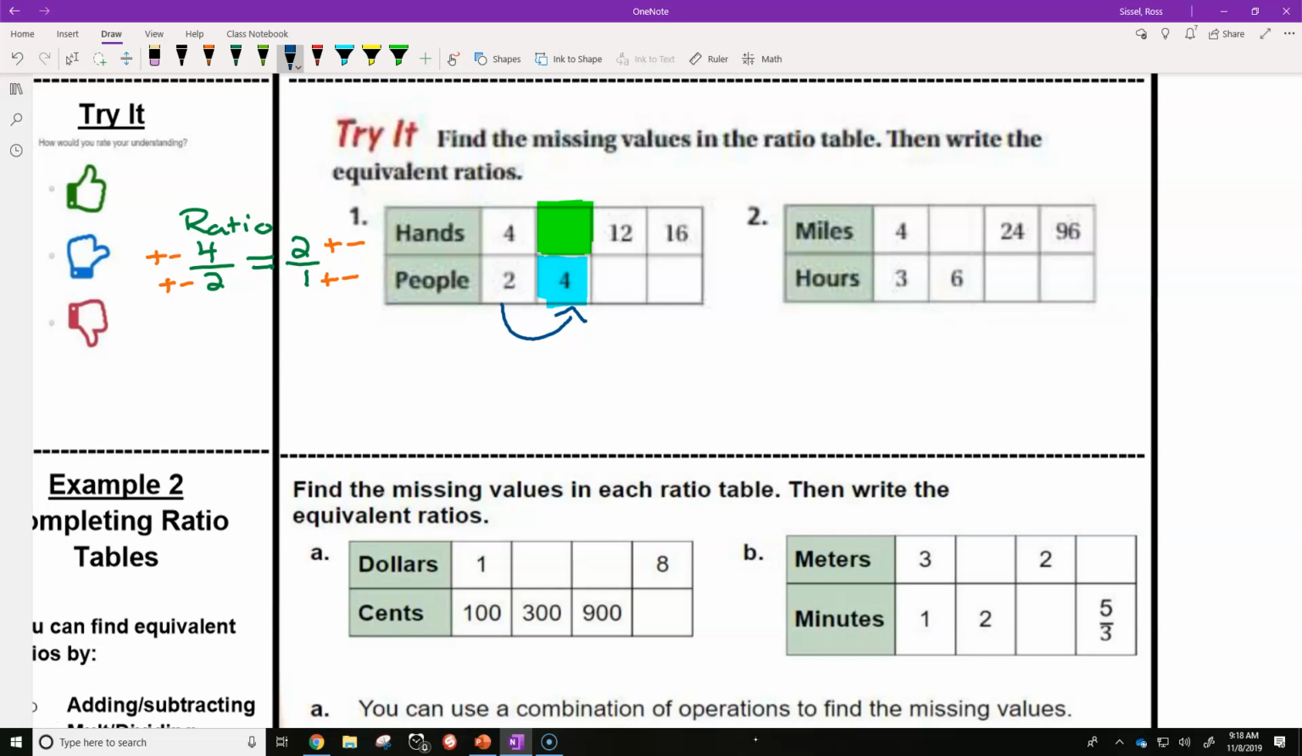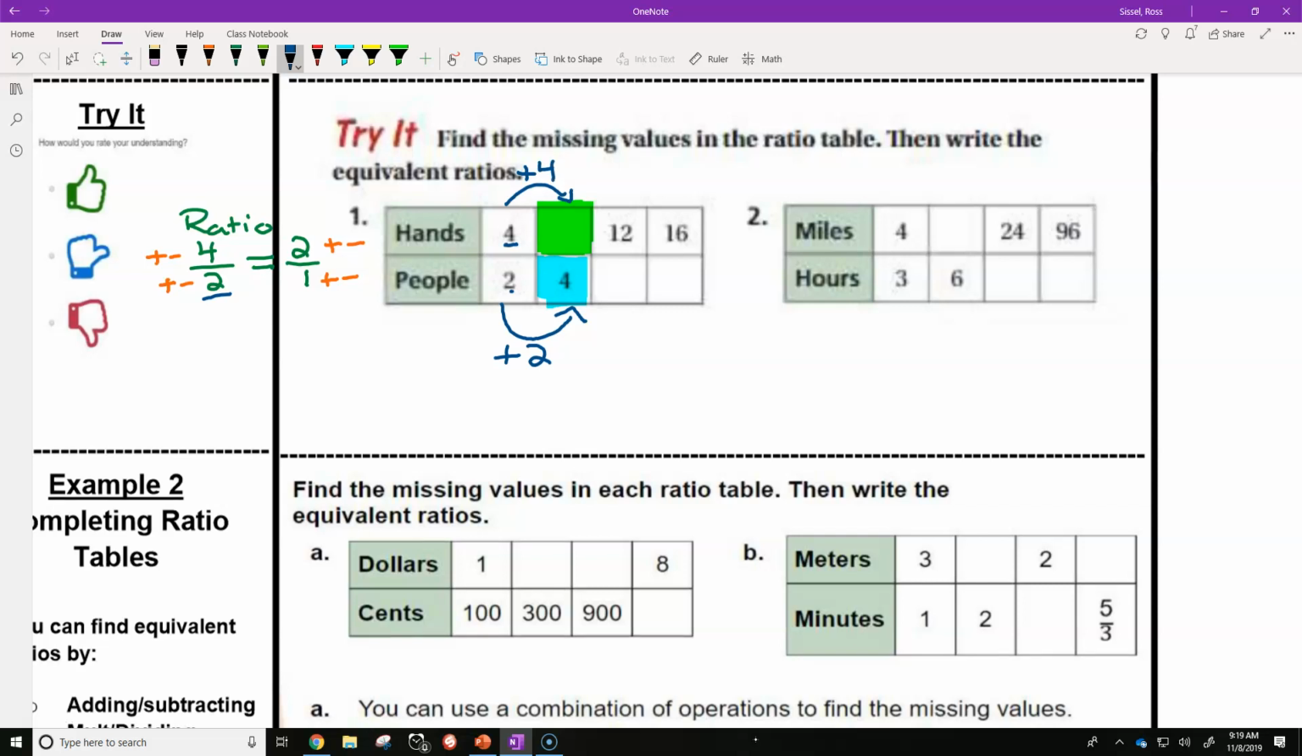My ratio was 4 to 2, or 2 to 1. This 2, can I add 2 plus 2 to get to 4? Yes. Okay, so I'm going to add my ratio. If I added this 2, what do I have to do to 2's partner, which is the 4? What do I have to do to it? Add 4. I added 2 on the bottom, so I'm going to add 4 on top.